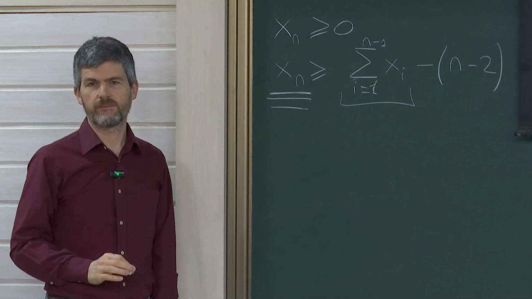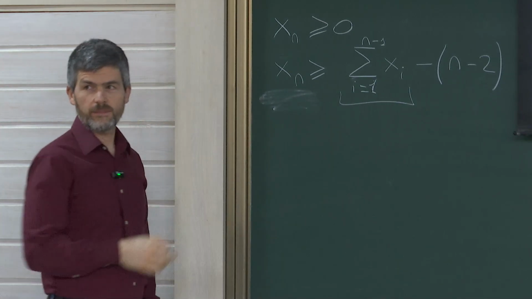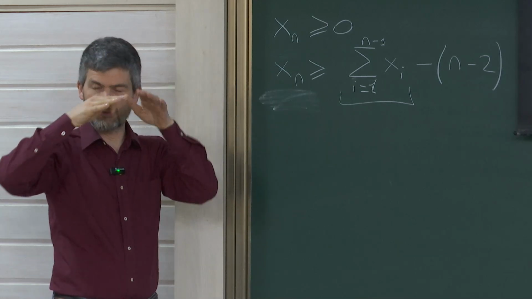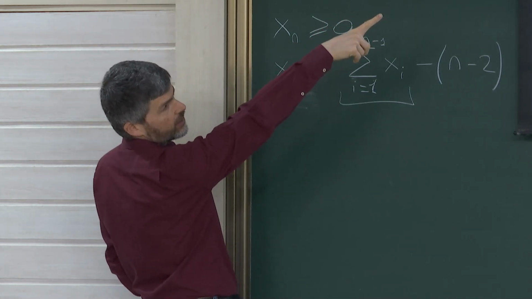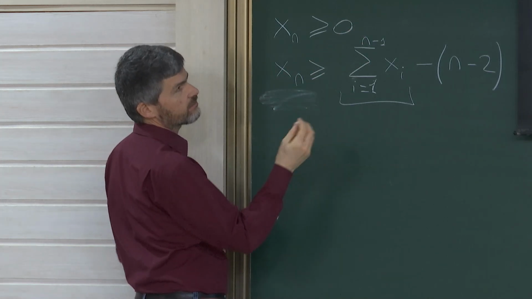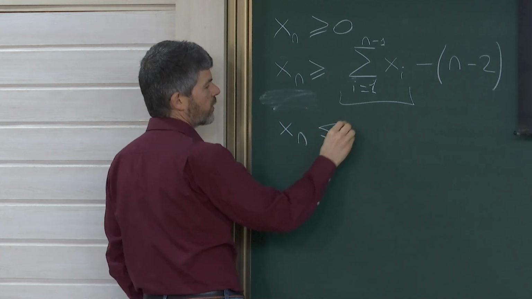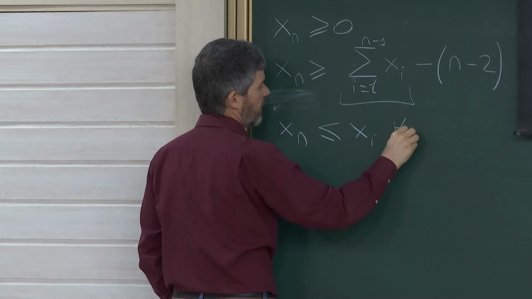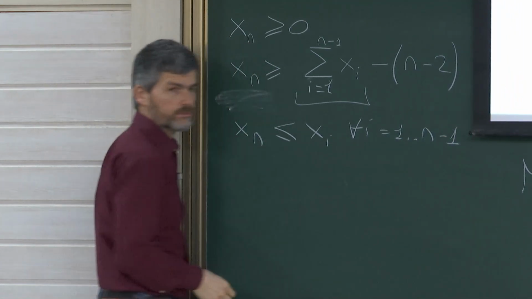You agree with this? This is only one part of it. Now we also need to bound the xn from above. But we can do exactly the same thing that we do there, and we just need to say x of n less or equal than x of i for every i from 1 to n minus 1.